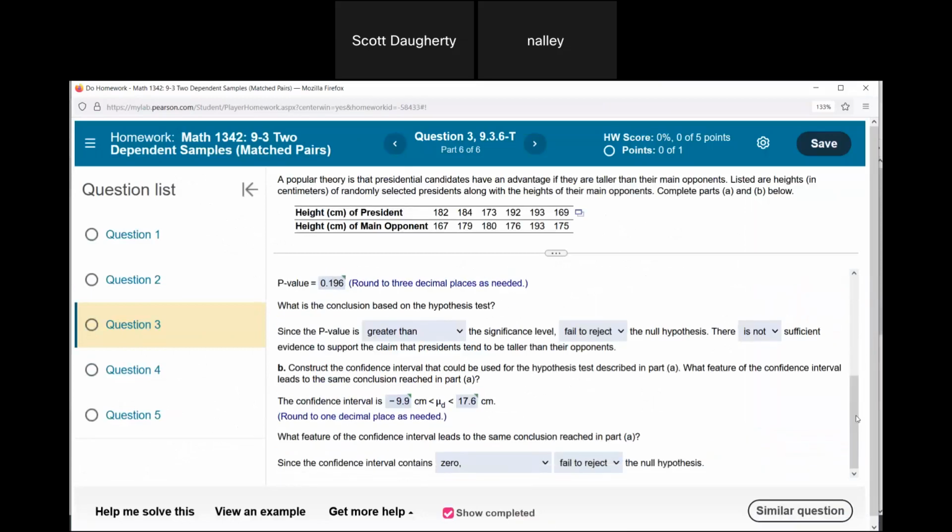So if you notice at the very bottom, this is your confidence interval. They rounded it to 1 decimal, but it goes from negative 9.9 up to 17.6. The conclusion they make is that since the confidence interval does contain 0, right, mu sub d equal to 0, is that reasonable? Yes, because it's in the confidence interval. You can't reject the null hypothesis. So you have a failure to reject the null, which is exactly what happened up here. You failed to reject the null hypothesis, and there's not sufficient evidence to support the claim. They didn't say that down here, but once you fail to reject the null hypothesis, that would be your conclusion about the claim.